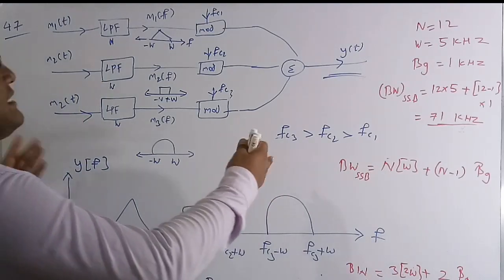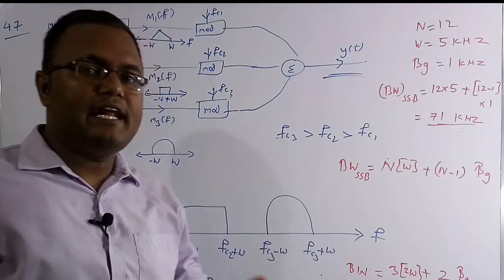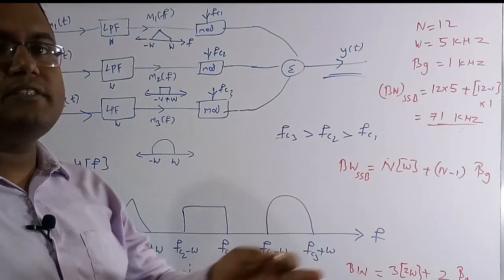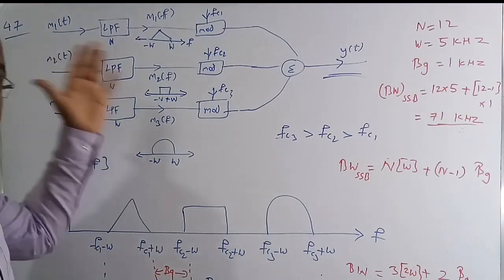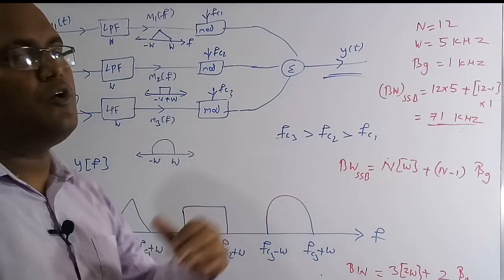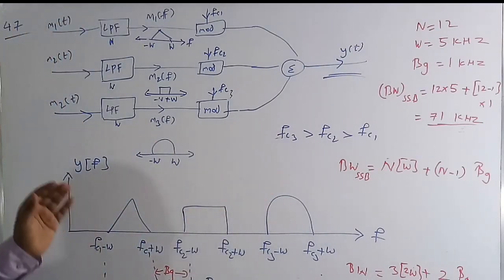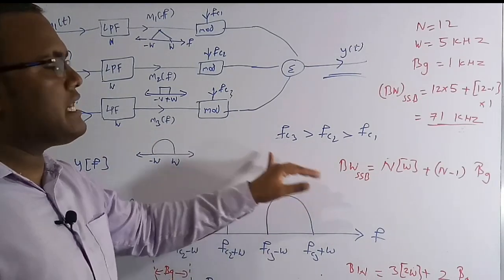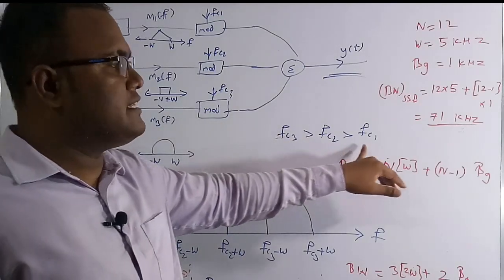So this is called a frequency division multiplexer transmitter. At the receiver end, similarly, we need to apply the demodulation technique, frequency division demodulation, to get the original signals. Let me assume the carrier frequency FC3 is greater than FC2, which is greater than FC1.